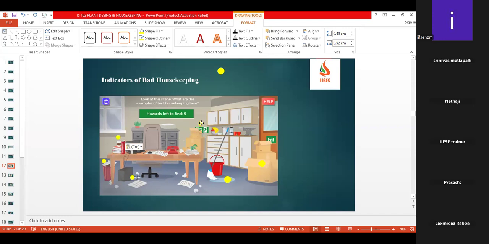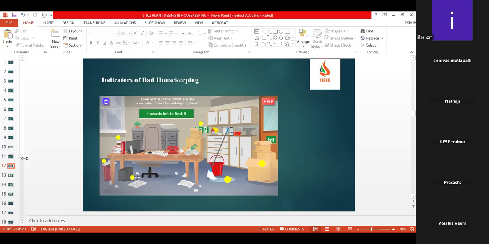Then this one here we have: fire exit not properly shown. The exit signage has been blocked. If somebody wants to go to the emergency exit, for example a new visitor to your facility, and you are not giving any induction or the signages are blocked by materials, how can they escape? They can't escape. So, blockage of exits.